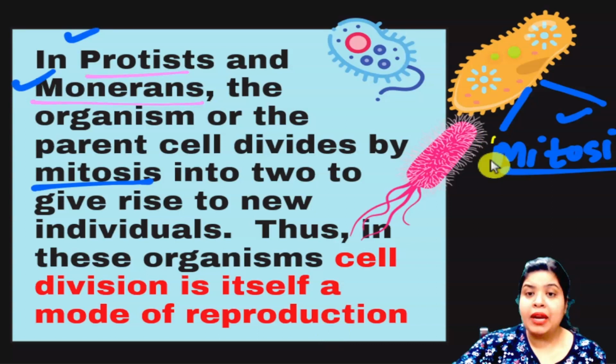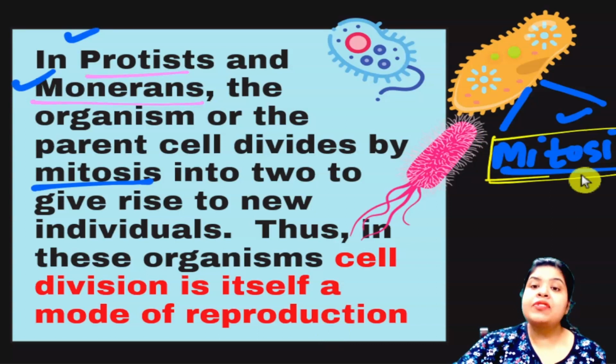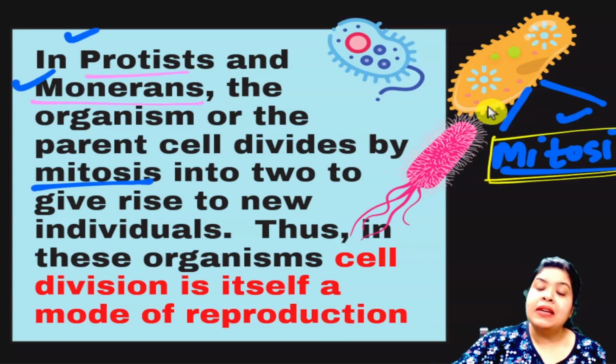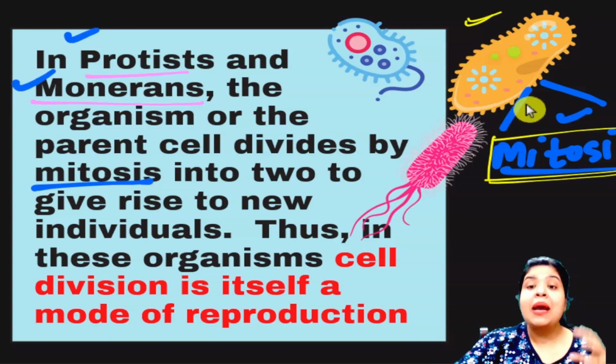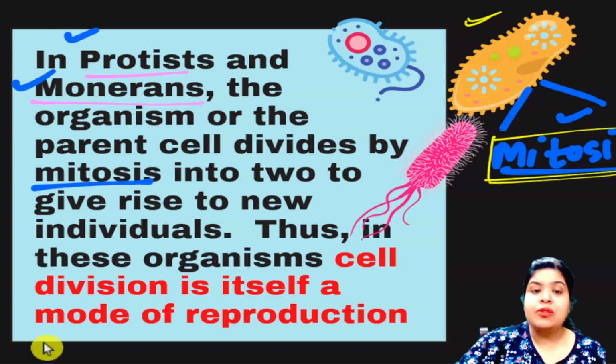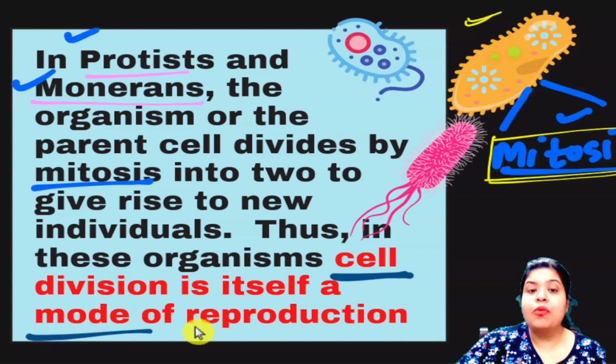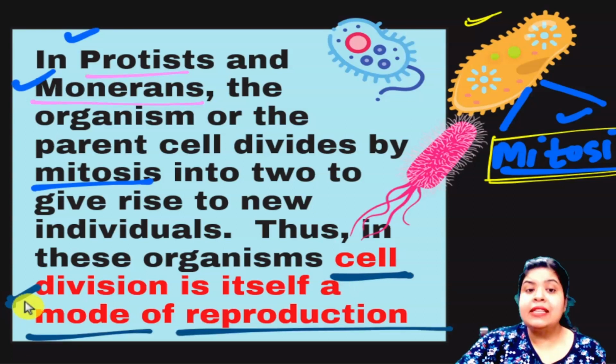Mitosis we have read as a mode of cell division, but in the organisms which are performing asexual reproduction, mitosis is the mode of reproduction only. So we can write that cell division itself is the mode of reproduction in these organisms.